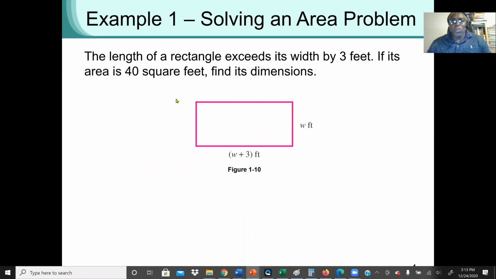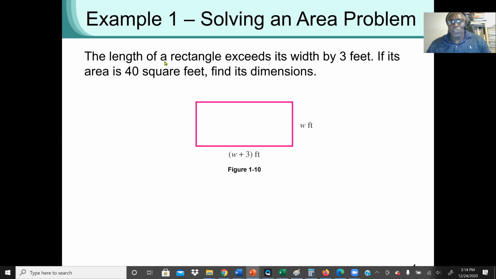So we have an example here, and our question says the length of a rectangle exceeds its width by 3 feet. So this means we have a rectangle shape here, and the length is W plus 3. According to the question, the length exceeds the width by 3. So if the width is W, the length will be W plus 3. Now our question here is to find the dimensions of the rectangle.